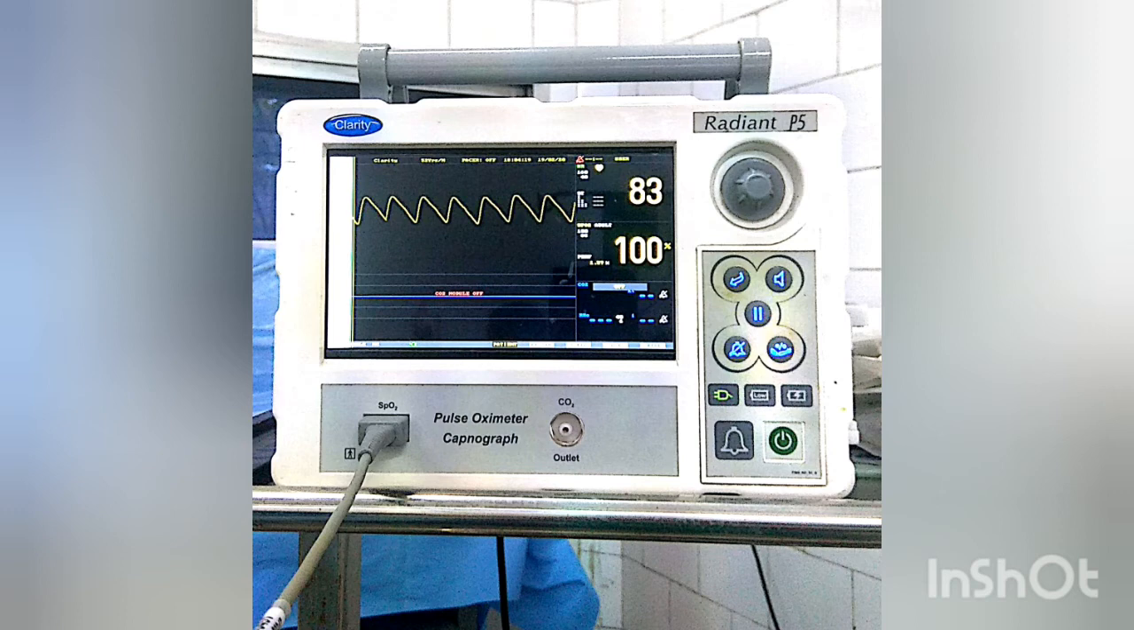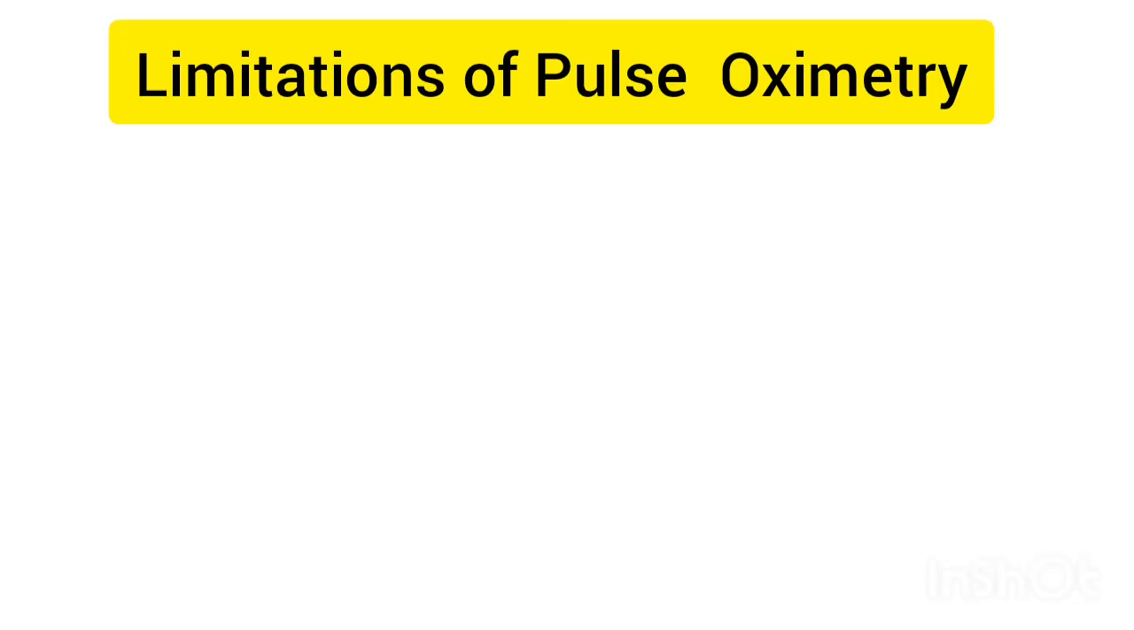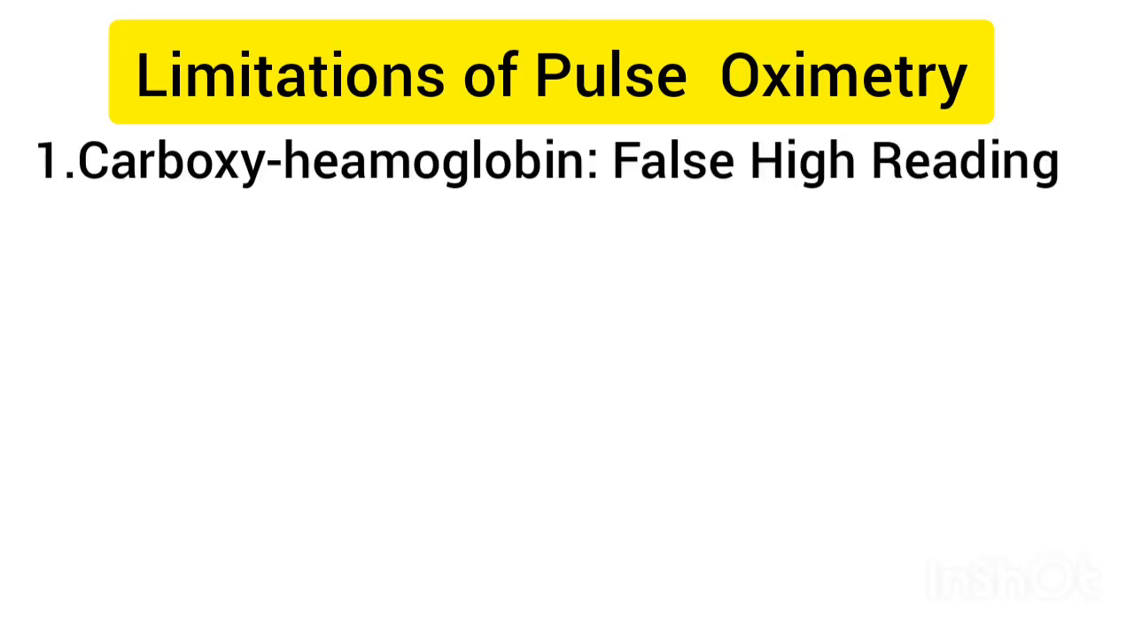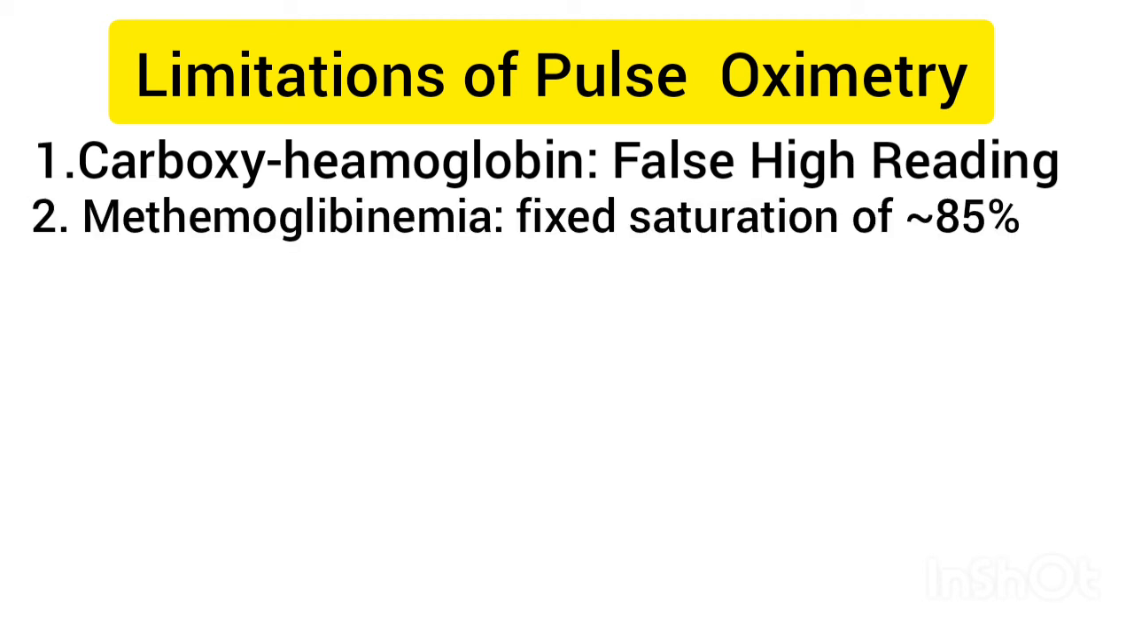Now let us look into the limitations of pulse oximetry. Number 1. Carboxyhemoglobinemia. Carbon monoxide has the same absorption pattern as oxyhemoglobin, so it will give false high saturation levels. And in case of methemoglobinemia, the saturation level is constant at around 85%.